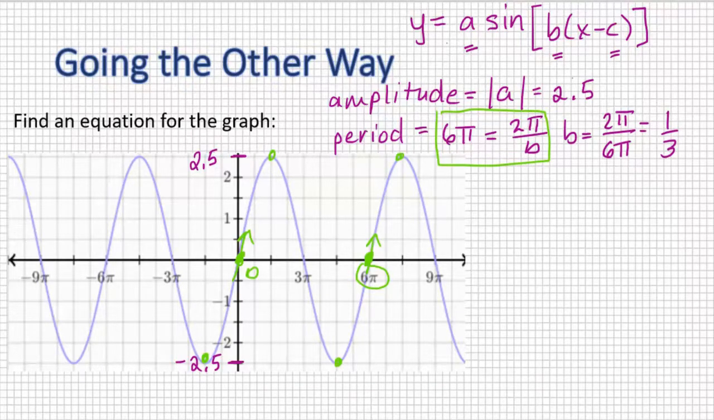Now what about the shift? This is where it can get tricky. We can think of this as a sine wave that starts at the origin and ends at 6 pi. In that case, there is no shift and the value for c is 0. Alternately, you can think of this as a cosine wave, so starting at the maximum point, 2.5, and traveling in this direction. Let's have a look at both.